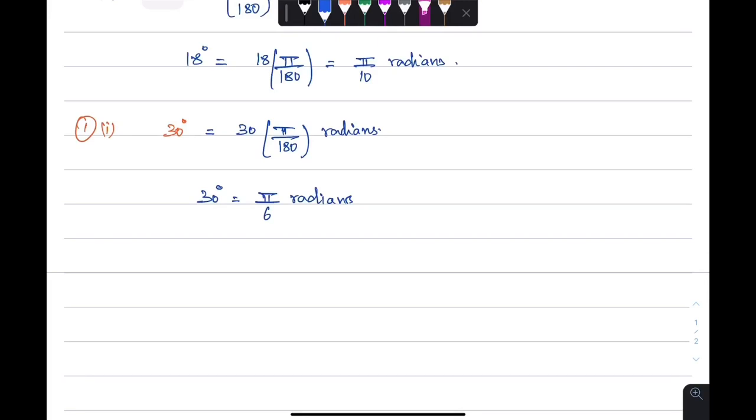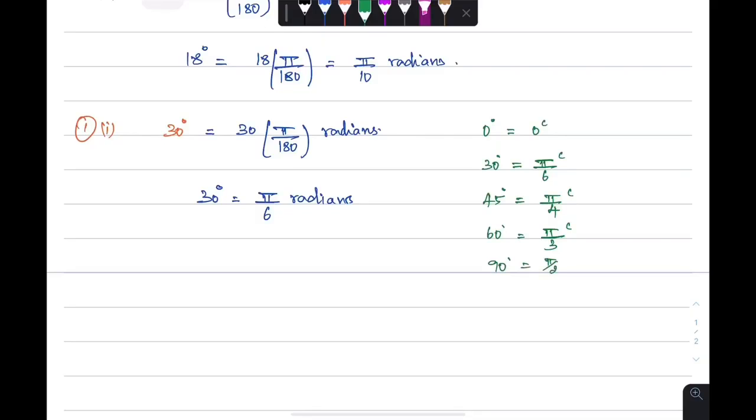I'll show you shortly. Here 0 degree in terms of radian is 0 radian itself. 30 degree is actually pi by 6, which we just did, and 45 degree is pi by 4 radian, and 60 degree is equal to pi by 3 radian, and 90 degree is equal to exactly pi by 2 radians, children.